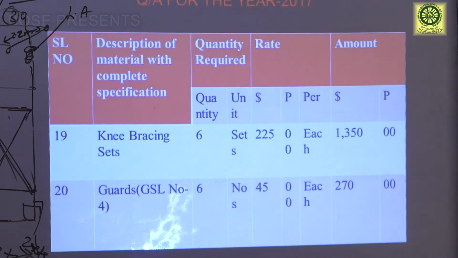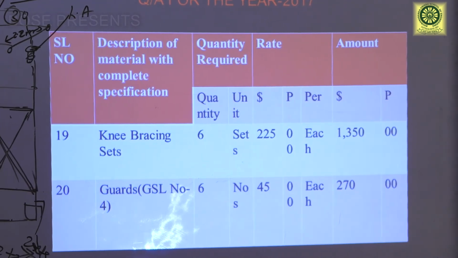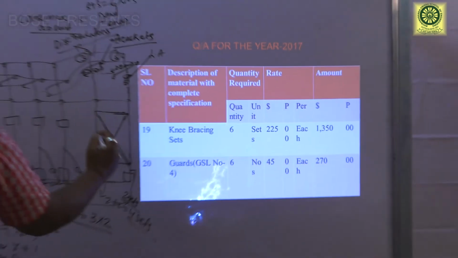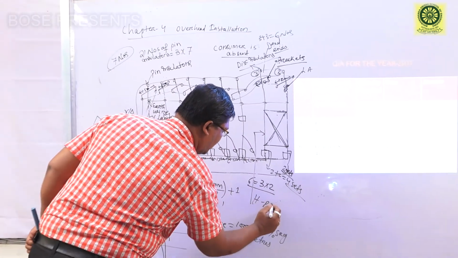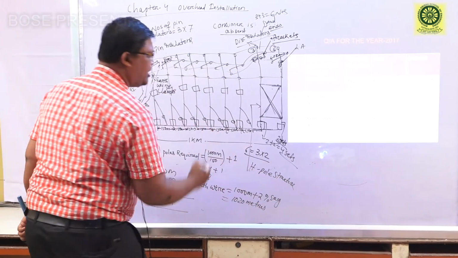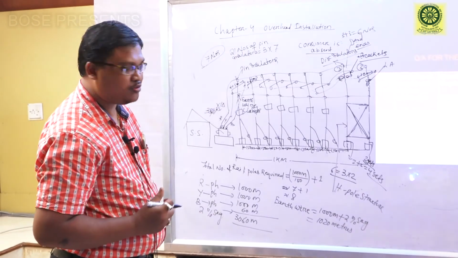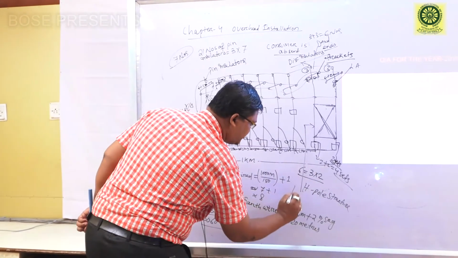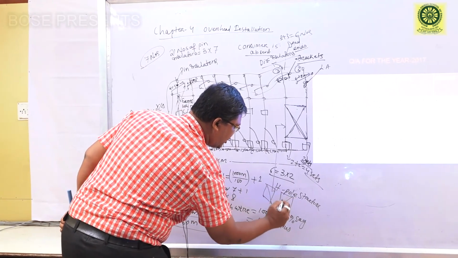Next, knee bracing. Knee bracing, 6 sets required for this H-pole structure. In this H-pole structure we are using knee bracing. Knee bracing is also to give the mechanical support. This knee bracing may be single knee bracing, may be double knee bracing.